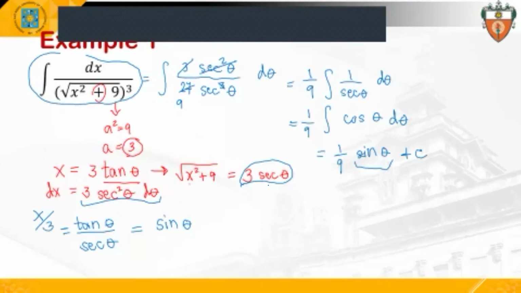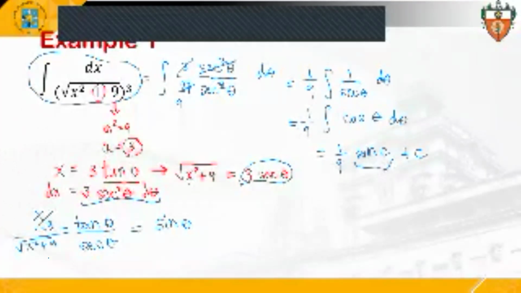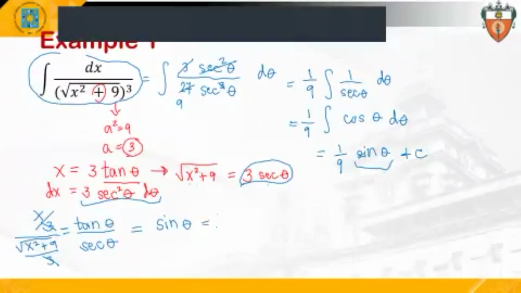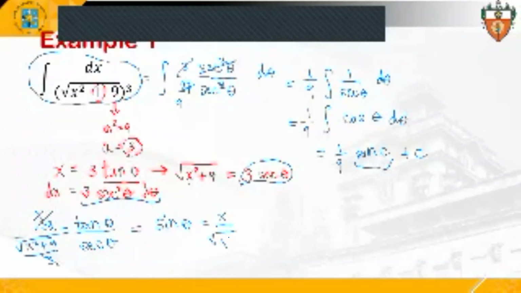Alright? Tapos dito naman, saan natin kukunin si secant theta? That will be coming from the radical over 3. So, that will be square root of x squared plus 9 over 3. You notice, magka-cancel si over 3. So, our sine theta is just the x over square root of x squared plus 9. Okay? So, going back to here, this will become 1/9 multiplied by the quantity x 9.